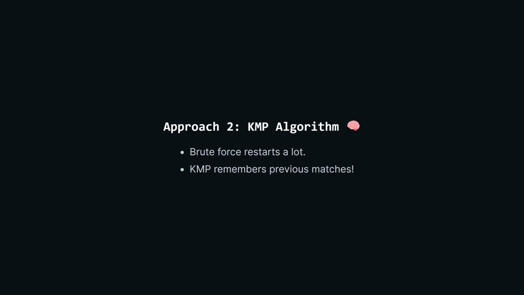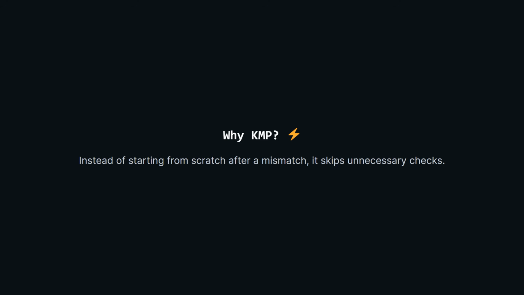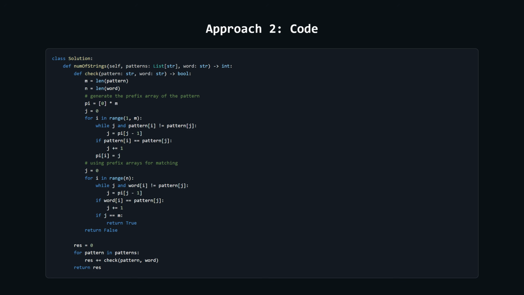Now brute force works perfectly fine here, but we can actually optimize the matching process using something called the KMP algorithm. When brute force finds a mismatch, it moves over one spot and starts all over again. KMP is smarter. It uses information from the characters it just matched to figure out exactly how far it can safely skip ahead. And here is the code for the KMP approach.